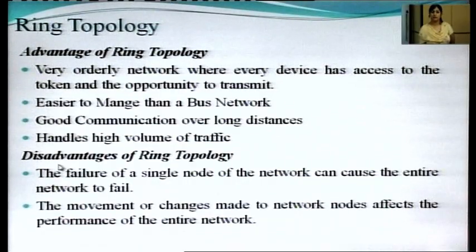But the disadvantage is what I have already told you. The failure of a single node of the network can cause the entire network to fail. The movement or change made to the network nodes affects the performance of the entire network. Means very difficult to change, and if one computer or cable breaks down, then the network has failed. This is the main drawback of ring topology.